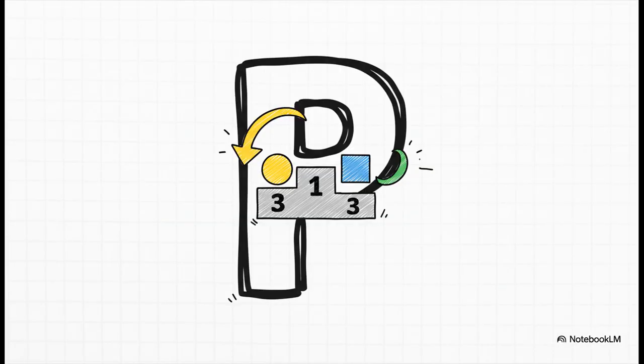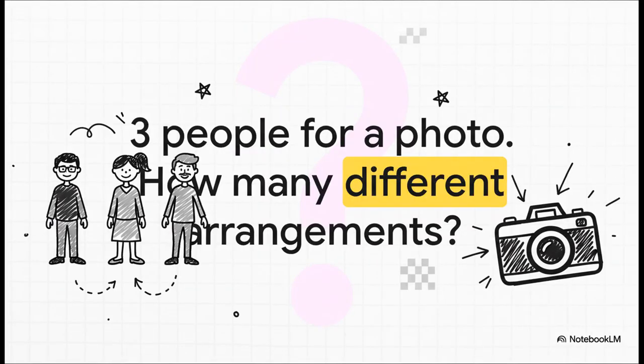And listen, if you only remember one thing from this section, make it this little trick. Permutation starts with a P, and in permutations, the position of every single item is what counts. So just think, P is for position. Simple as that. Okay, let's get a visual.